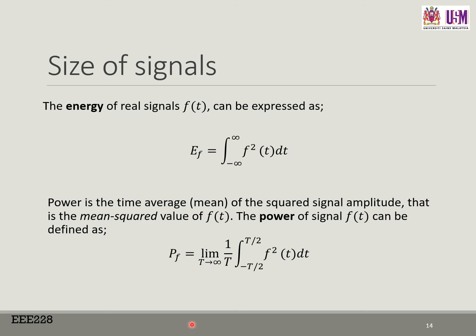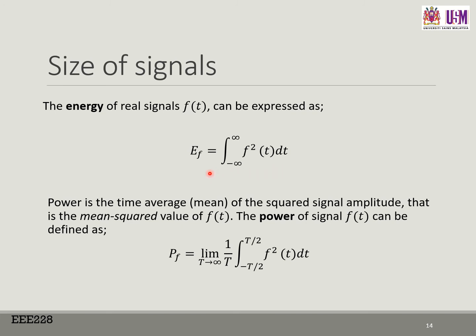When we talk about signals, we often ask ourselves, how do we measure a signal? How do we know the size of a signal? One way of measuring the size of a signal is by finding the energy of the signal. For real signals f(t), the energy can be expressed by this equation: the integration from minus infinity to infinity of f squared. This expression finds the area under the graph of the signal, so we measure the size of a signal by finding the area under its graph.